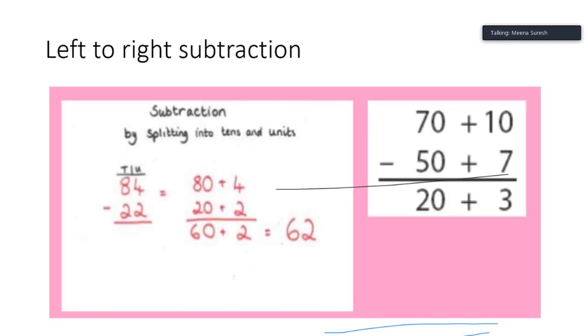For subtraction, again, splitting the number. 84 minus 22: split 84 into 80 and 4, 22 as 20 and 2. Subtract 2 ones from 4 ones, 2 tens from 8 tens. So you have whatever you have, you can do. Okay?